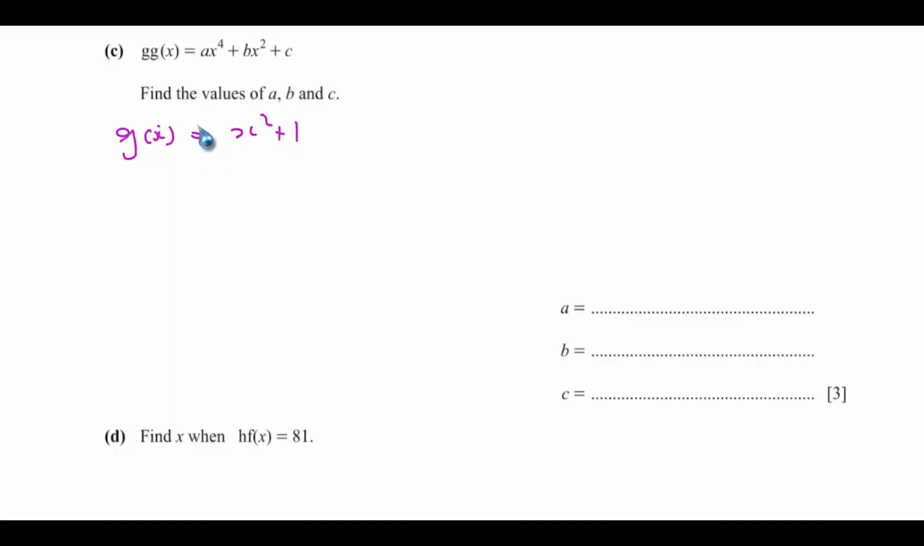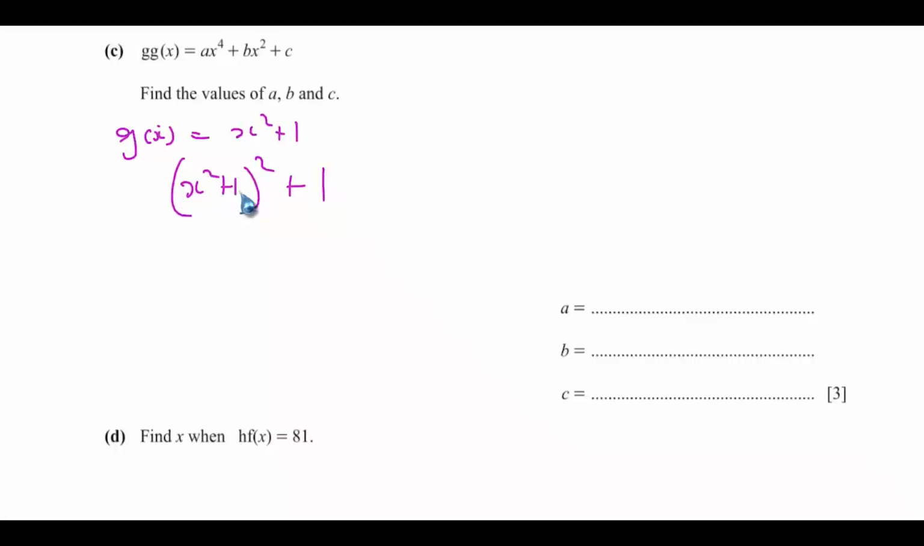That is, anywhere we see x in g of x, we substitute x squared plus 1. So that will be x squared, so it will be x squared plus 1. This will replace the value of x. So let's square it, then plus 1.